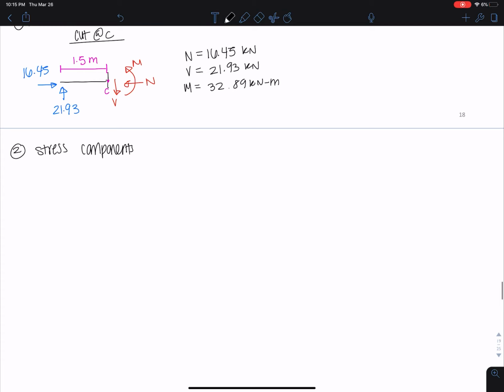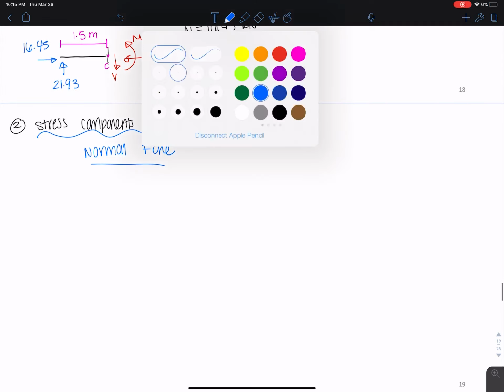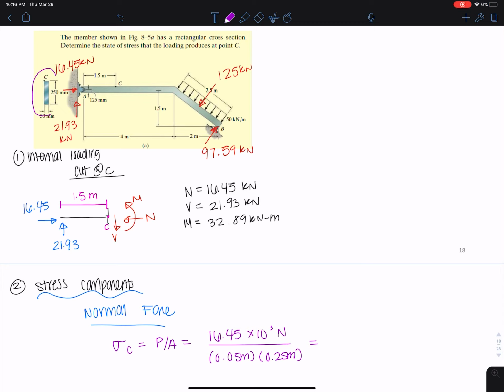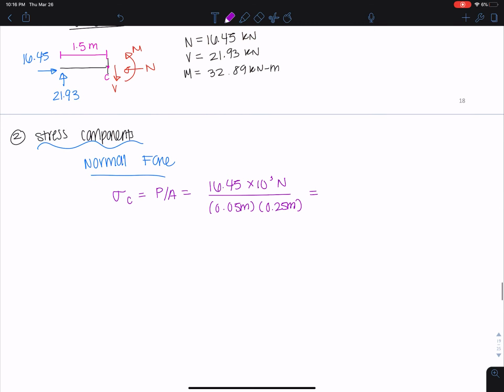Okay, so the first one we have is normal force, right? So we have sigma C is equal to P over A. And we just plug in the normal force, because this is normal stress, over the cross-sectional area. And that was given right here, if you wanted to see where the cross-sectional area was. It's given in the problem.